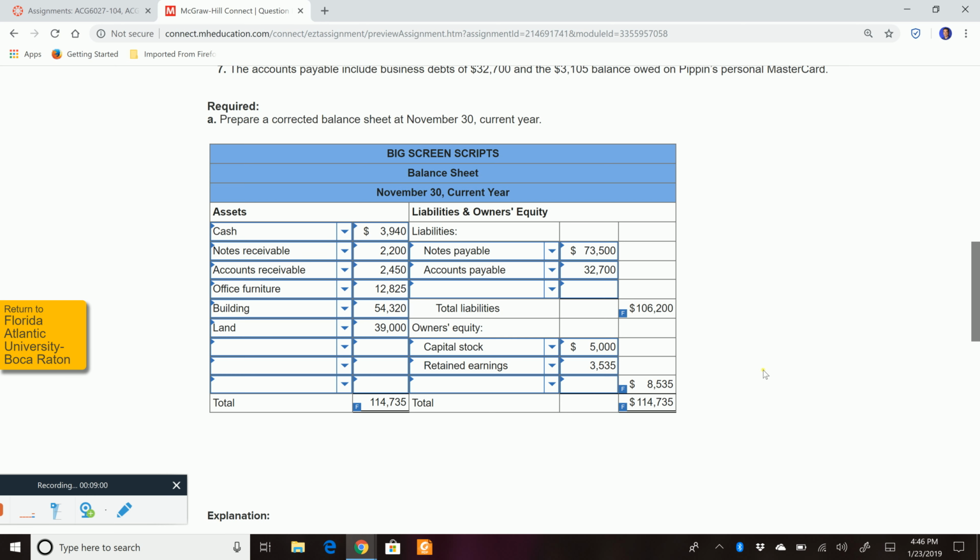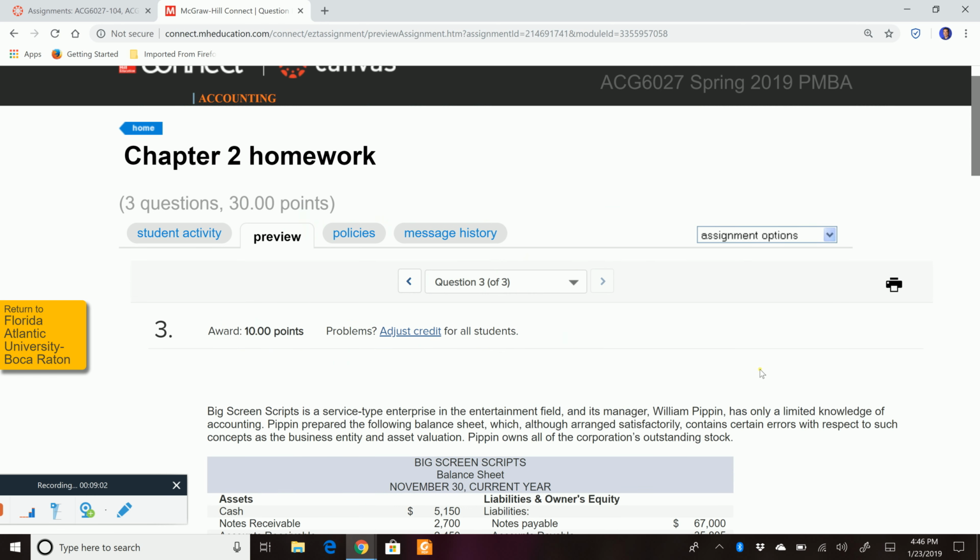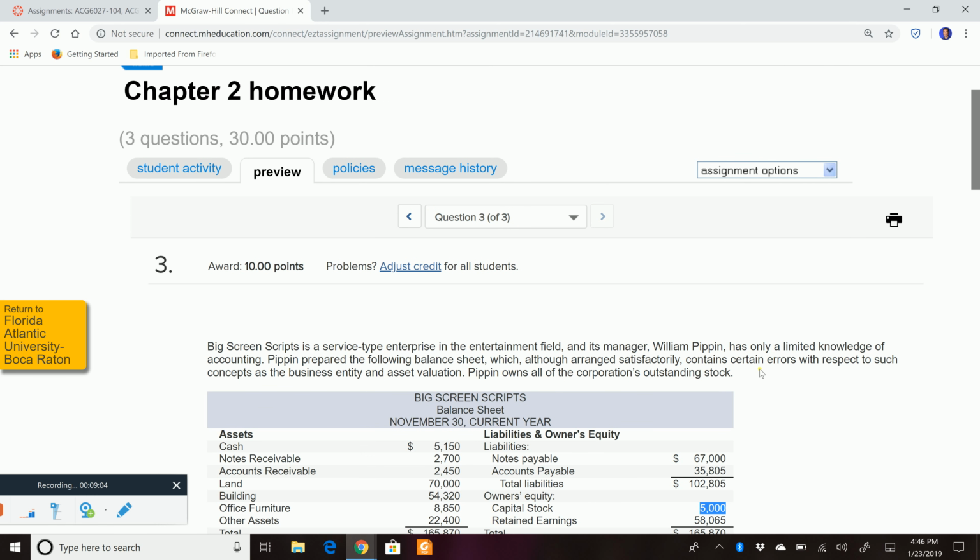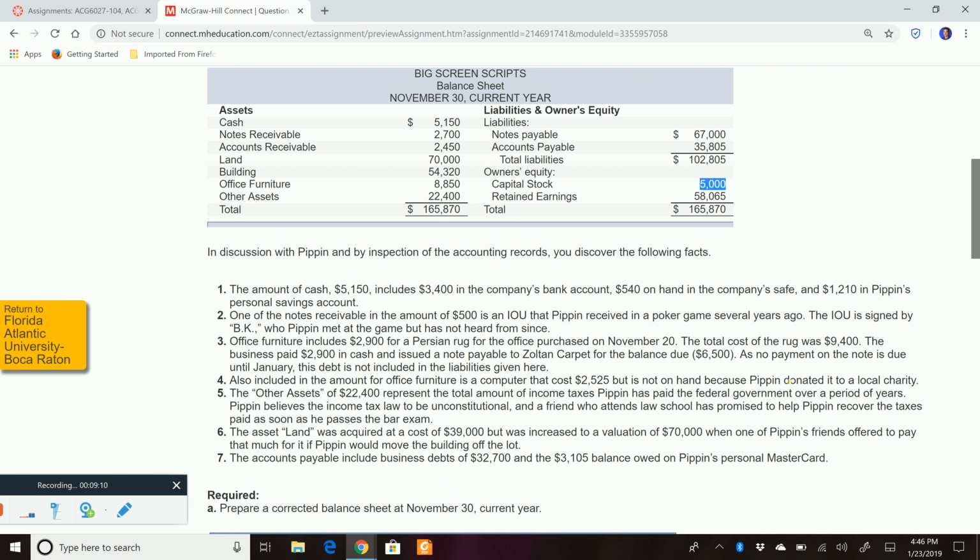$3,535. Now, this is not an exercise that you would normally see in the real world, but this is something that as you are learning accounting, I wanted to show you the difference between personal debts, personal assets, and company debts and company assets. And this was a good exercise in order to do that.